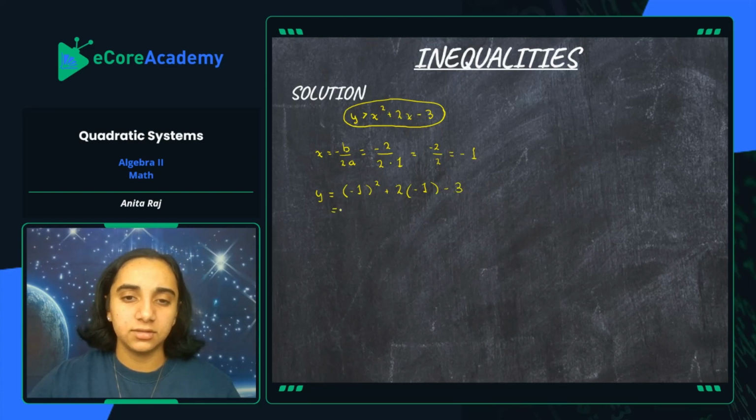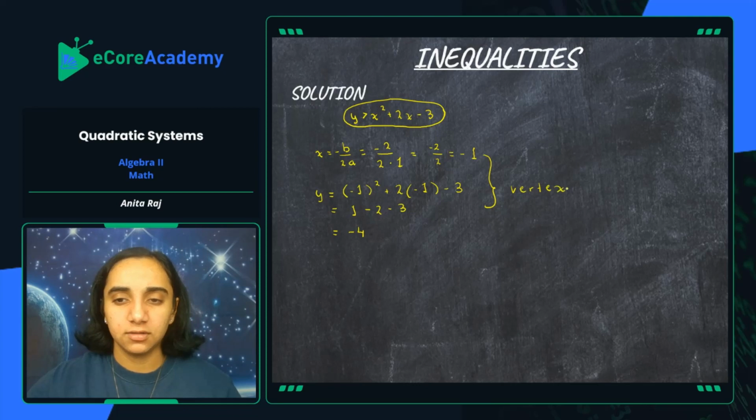We get negative 1 squared is equal to 1 minus 2 minus 3. 1 minus 2 is equal to negative 1, minus 3 is negative 4. So our vertex, we can conclude, is equal to negative 1, negative 4.